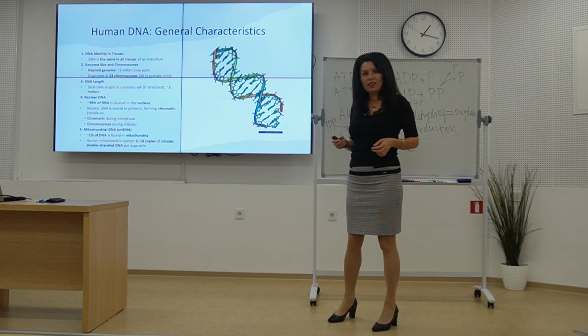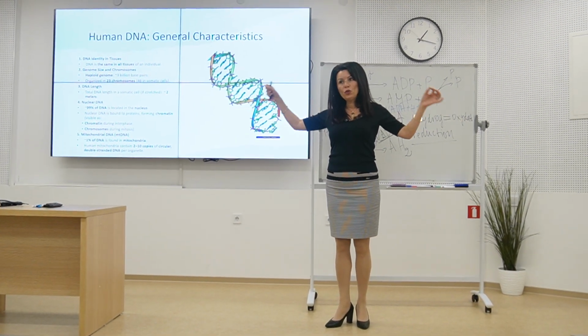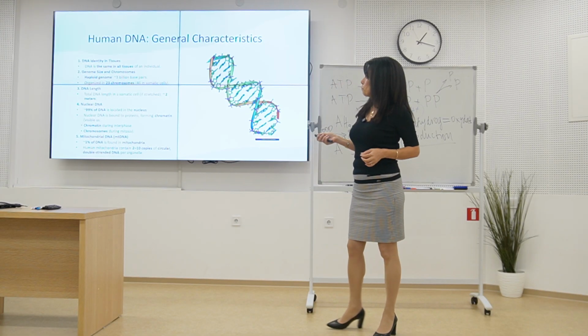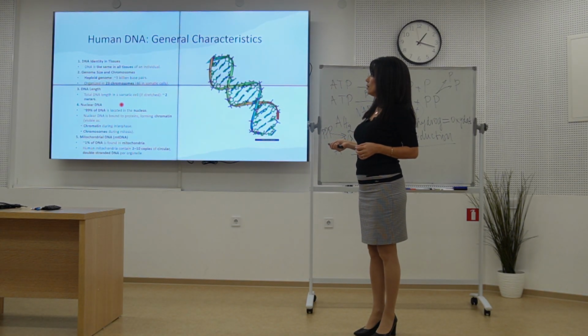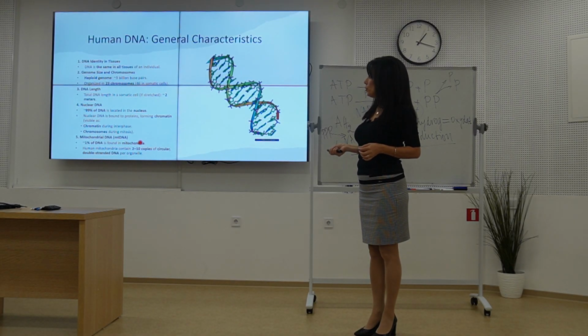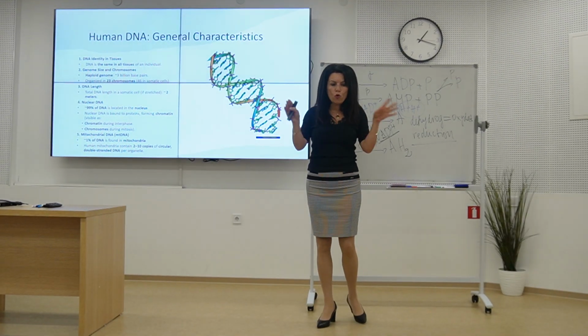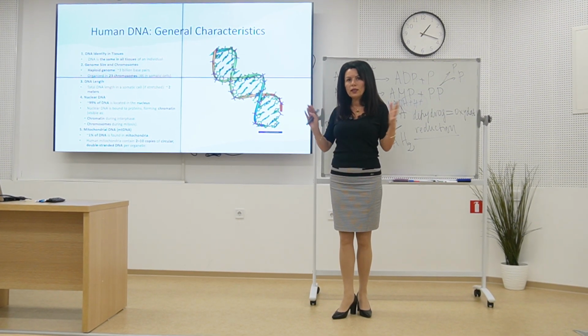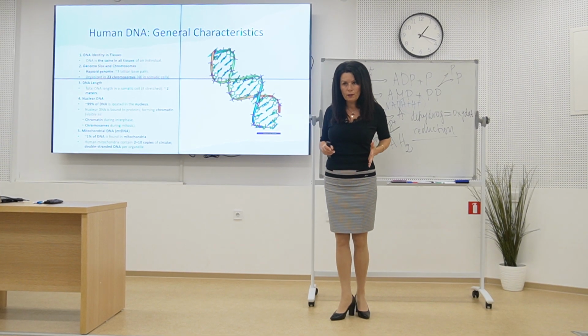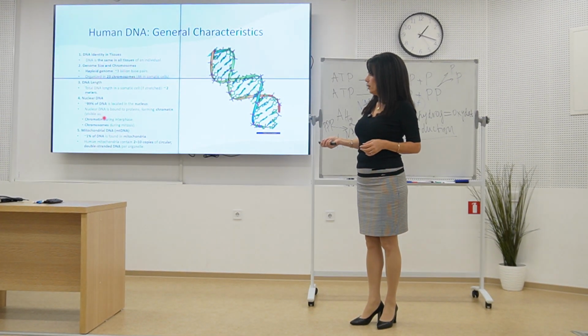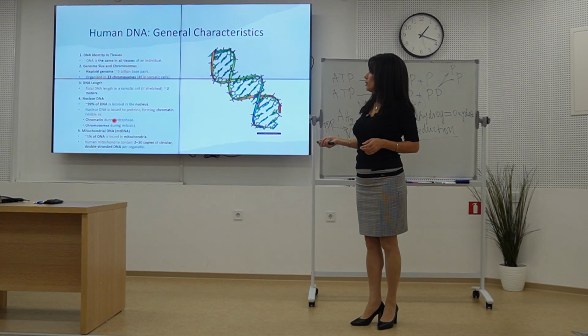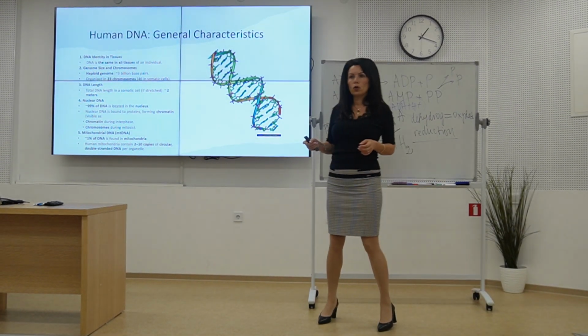What is the length of DNA? 2 meters length. The nuclear DNA is around 99% of DNA, and the mitochondrial DNA is only about 1%, which is circular. The nuclear one is linear. And what is the full condensation of DNA? The full condensation is called formation of chromosomes. They are formed only during mitosis; during interphase, there are no chromosomes.